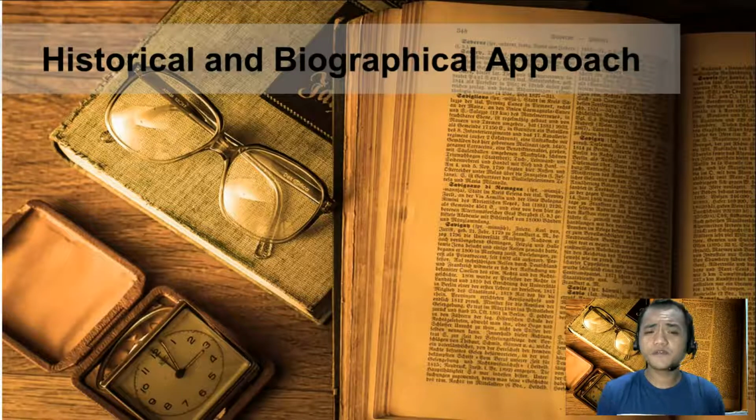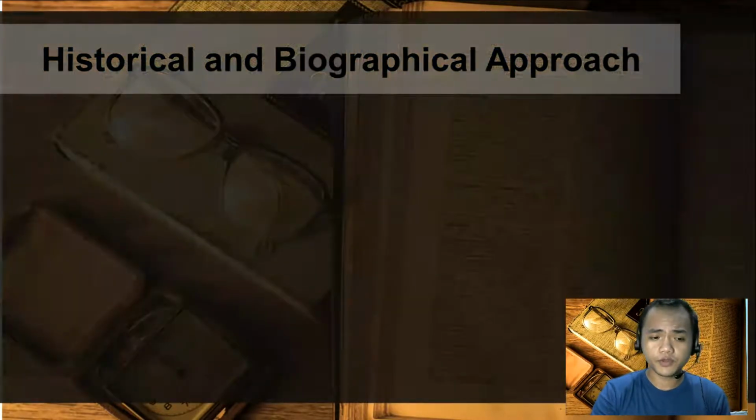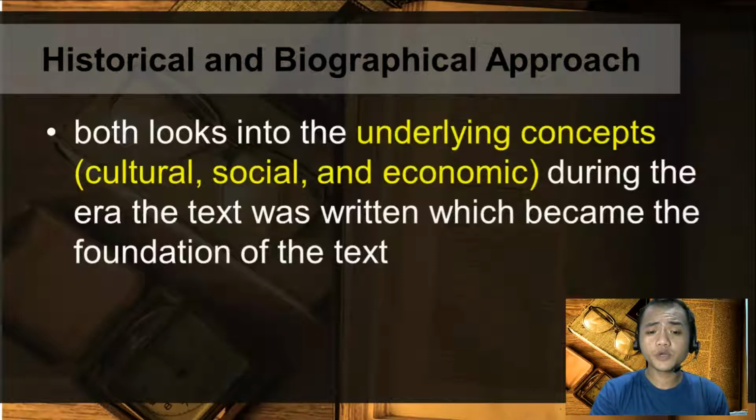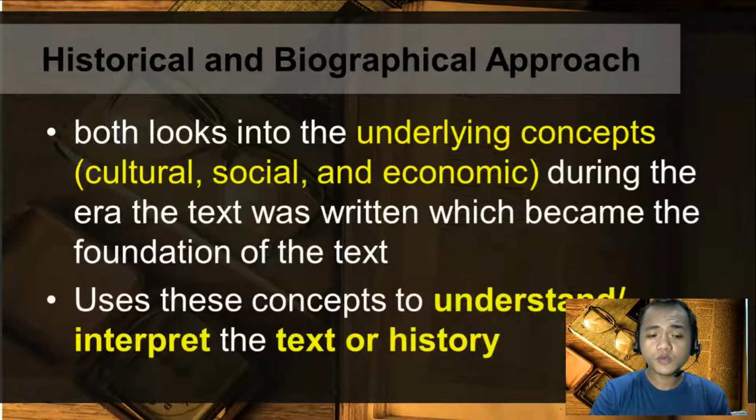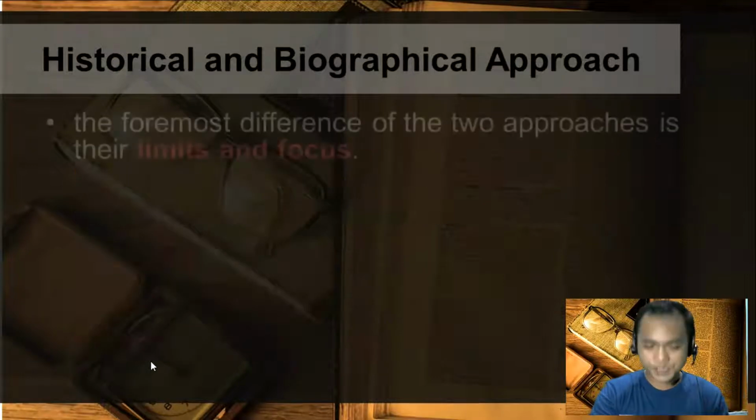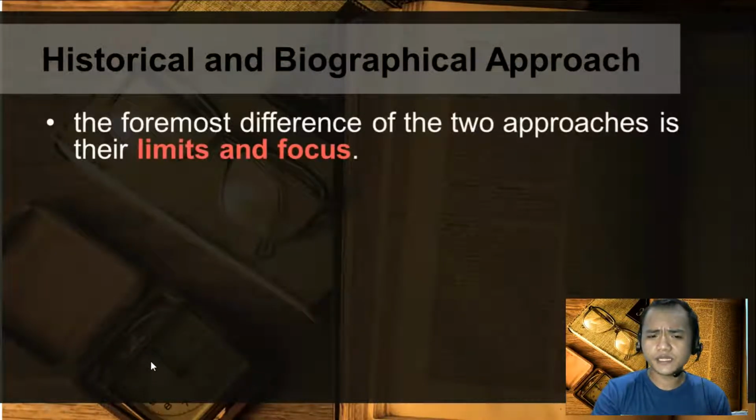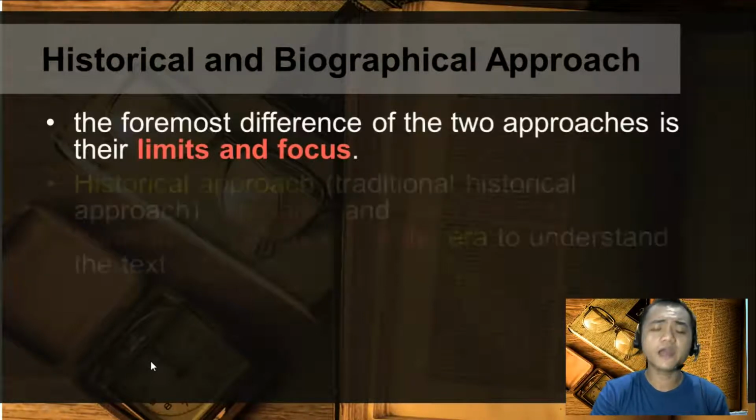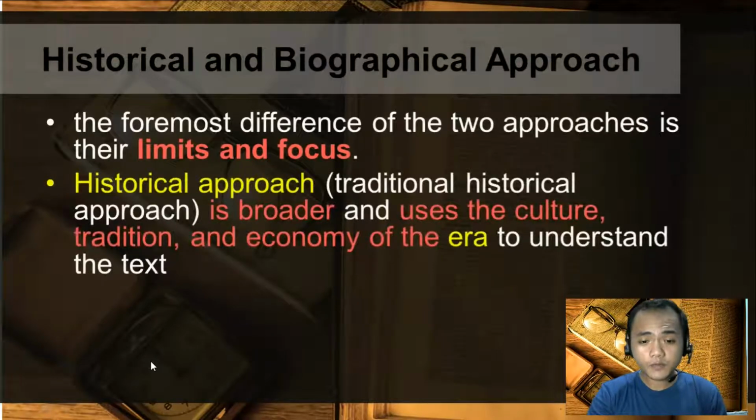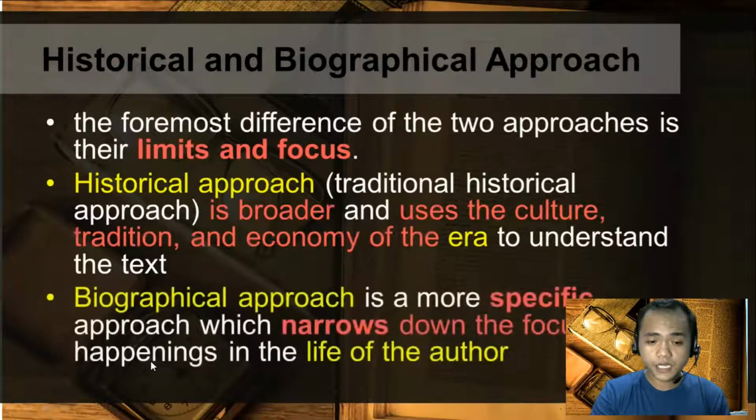Now, let's start by differentiating the historical and biographical approach. Historical and biographical approach are two approaches in literary criticism that both look into the underlying concepts, the culture, the society, the economy of the era that became the foundation of the text. And we will use these concepts to understand or interpret the text, or to understand and interpret history. I think the foremost difference of the two approaches is their limit and focus. Taken separately, the traditional historical approach is broader and uses the culture, tradition, and economy of the era to understand the text.